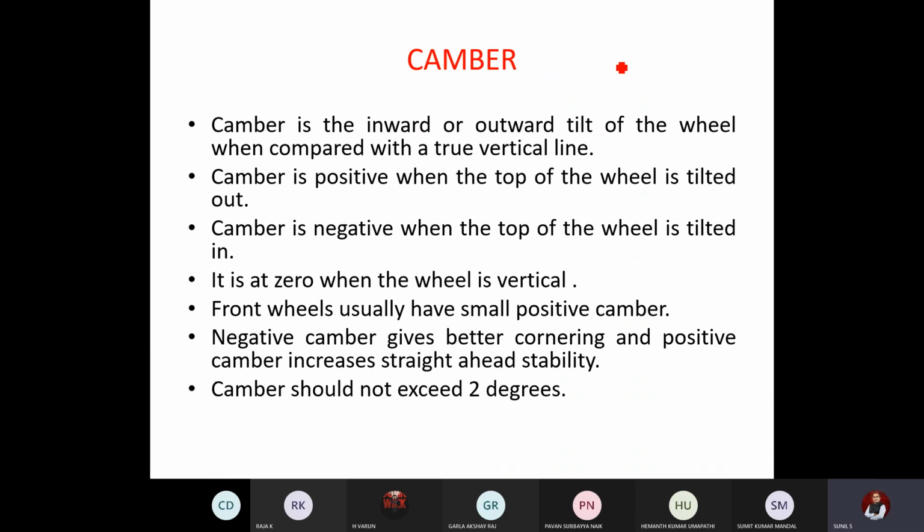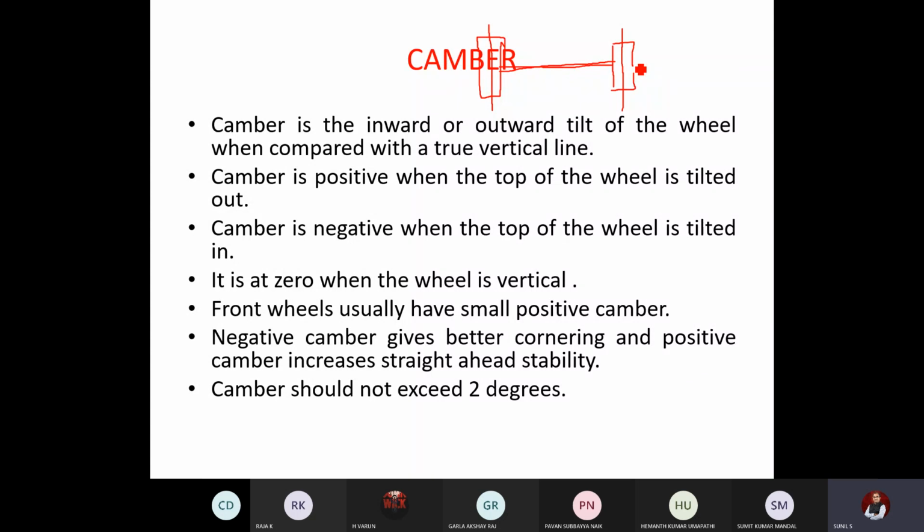So assume that this is the wheel of your car. This is the vertical line. We call this the axle, which carries two wheels of the car. So these are the vertical lines, the vertical axis of the wheel. I have considered 2 front wheels. This is the axle which carries the wheels, right?